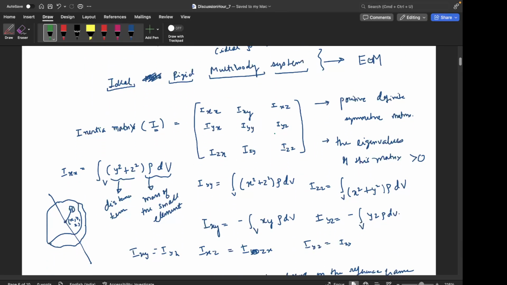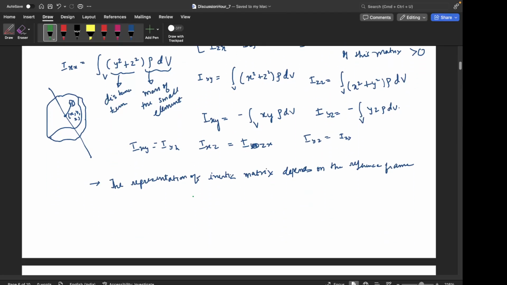In the process of finding dynamics, the first step is to know about the dynamical properties of the system, and the inertia matrix is one part of it. The inertia matrix is a 3 by 3 matrix which is positive definite and symmetric always. Its terms can be calculated as shown here.